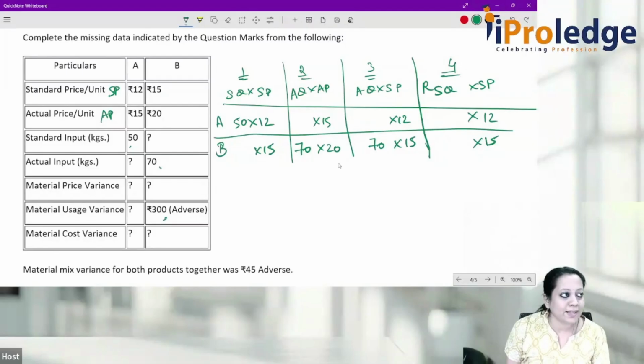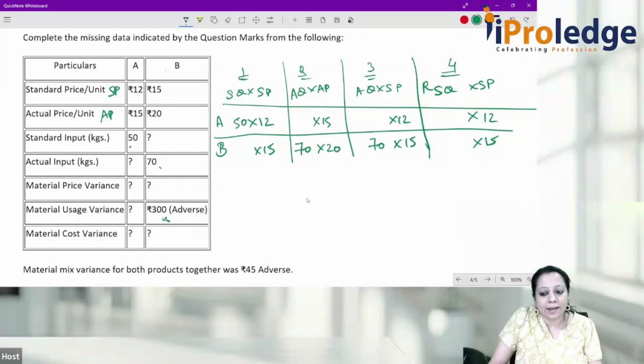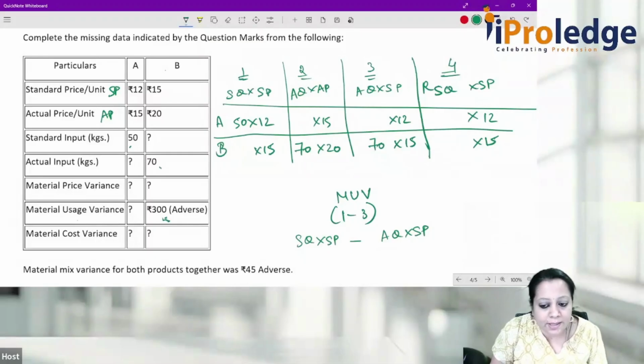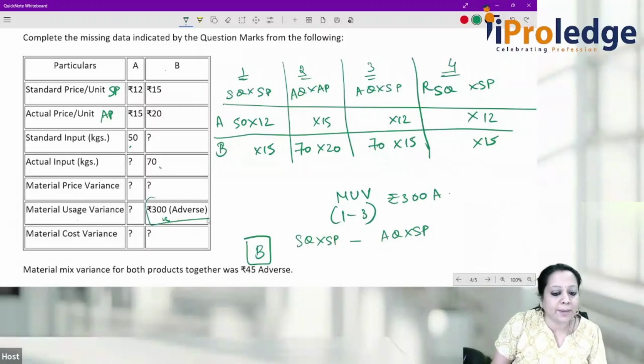After this, everybody has got it, right? Yes, ma'am. Next is material usage variance for B alone they have given. MUV is nothing but what? 1 minus 3. What is 1 minus 3? 1 is SQ into SP minus AQ into SP. This MUV is how much? 300 adverse. Correct? Now, this is for which material? B. Let us be very sure it is for B.